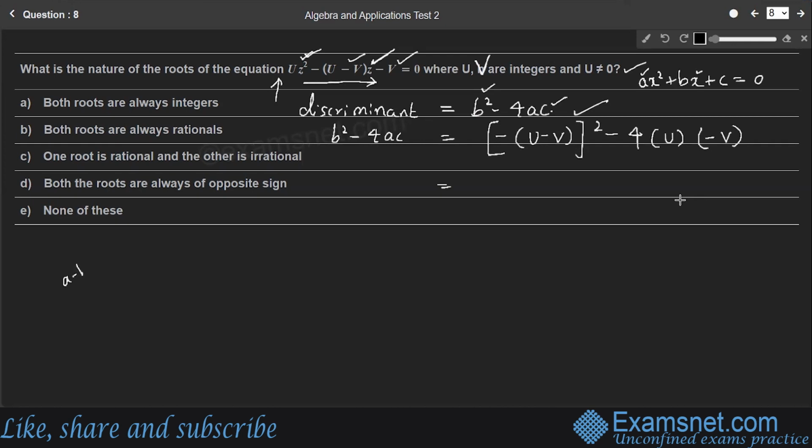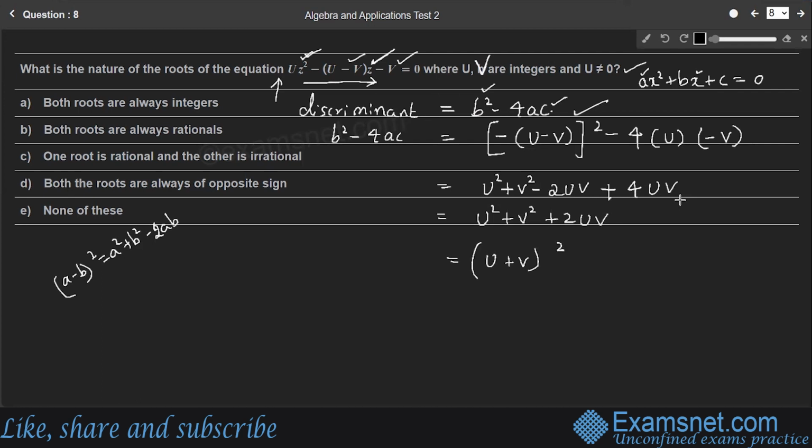For that we use the formula a minus b whole square, which is a square plus b square minus 2ab. Here minus of square means plus, right? So a square is u square plus b square is v square minus 2 times uv, and the last term becomes minus of minus, plus 4 times uv. Therefore, we have u square plus v square plus 2uv, which is nothing but u plus v the whole square. Therefore, the roots of the equation are u plus v and u plus v.